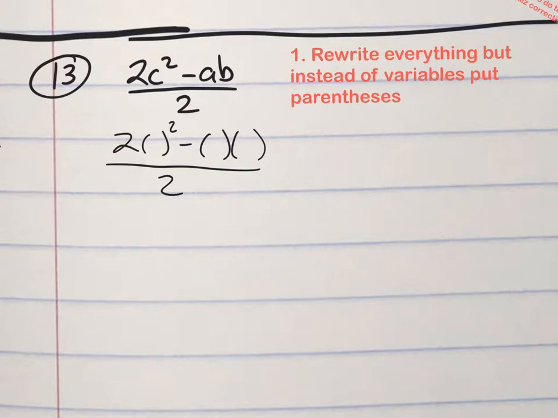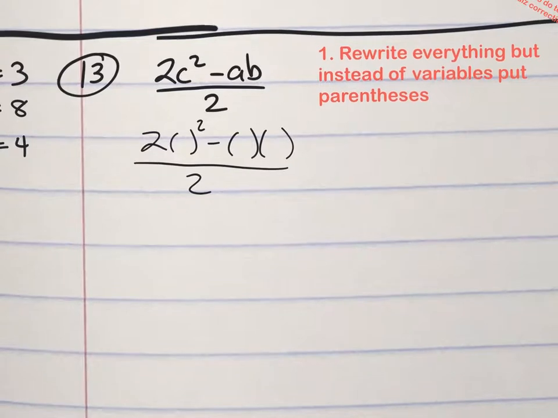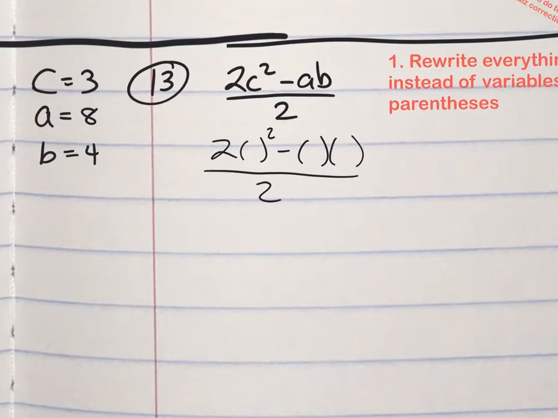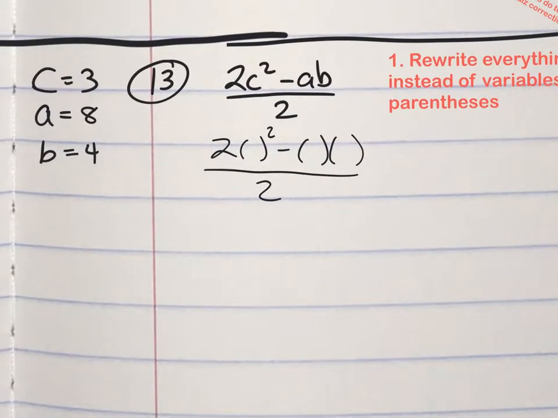So like we said, what's the next step after that? Insert your values, right? So let's write that down. That's what we're doing for step 2, plugging in values. Let me plug them in. The C value is 3, the A value is 8, the B value is 4. And now we have something to actually simplify. So let's simplify the top. And what do we do on top? What's the first thing we do?